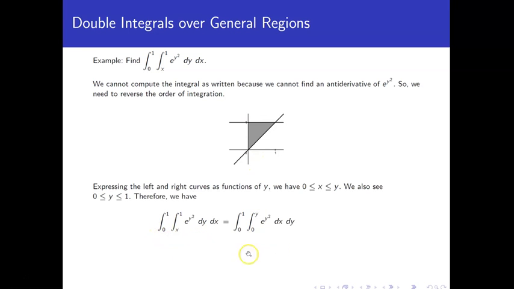So now reversing the order of integration, we have the integral from 0 to y of e to the y squared dx dy. This now is easy to integrate with respect to x. It's just x times e to the y squared. Plug in your limits, and now you've got y e to the y squared. Notice it's got that missing factor that we needed to find that antiderivative. That's a simple u substitution, and then plug in your values for y to get your final answer.